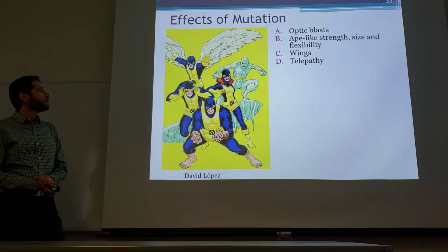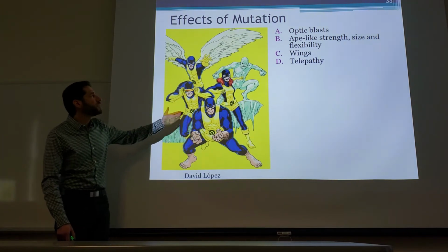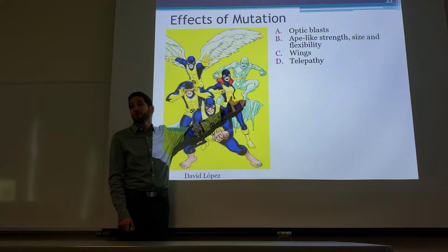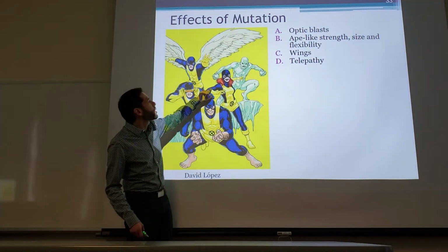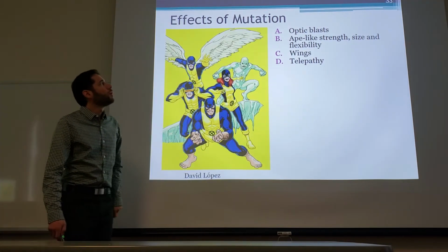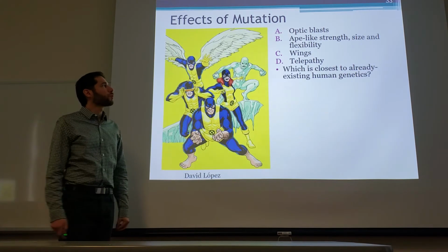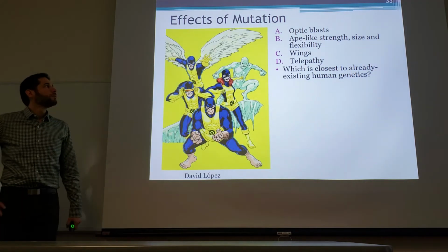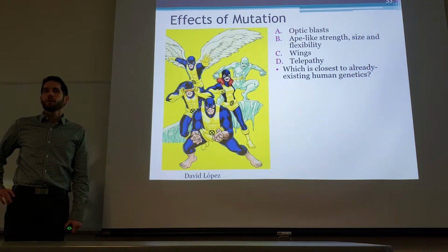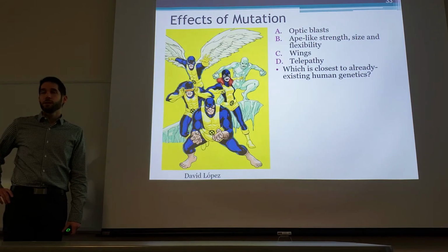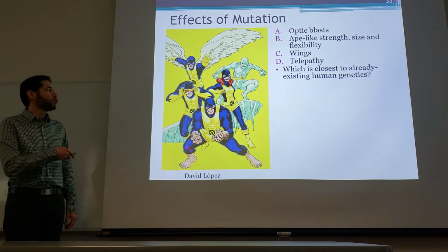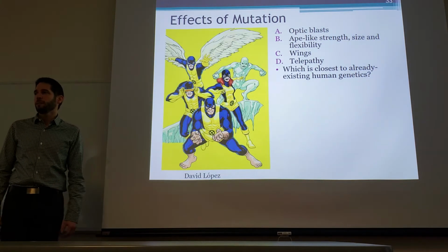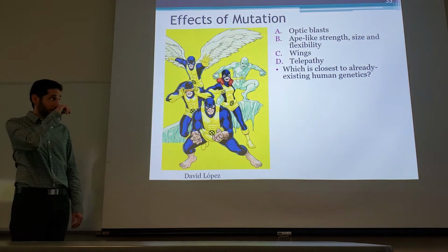Right. So coming to the X-Men then finally. Here we've got the X-Men. Cyclops has optic blasts. Beast has ape-like strength, size, and flexibility. Angel has wings. Iceman can turn himself into ice, so let's not even touch that one. And Jean Grey has powerful telepathy. Of those four, which is closest to already existing human genetics? I think most of us can agree that it's Beast, right? He's basically a dude who's extra strong. If anything, he has regressed into ape-like traits, right? So Beast is most likely.